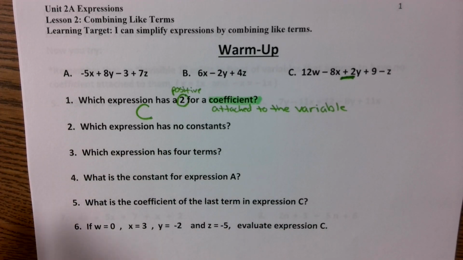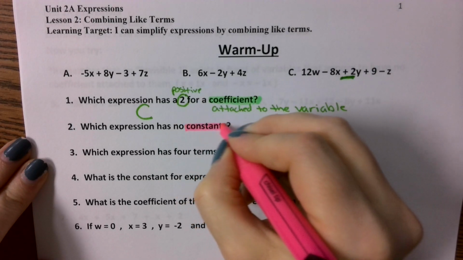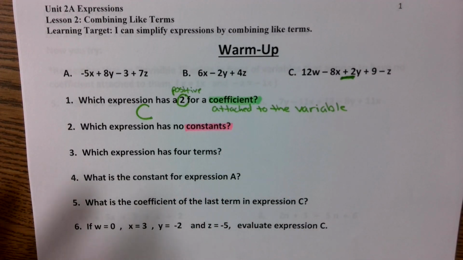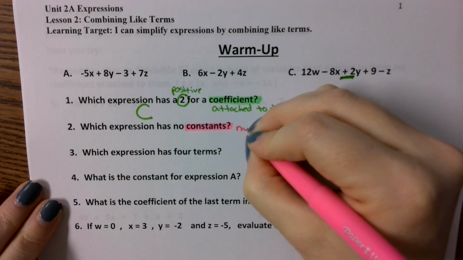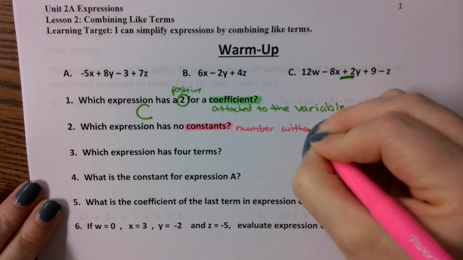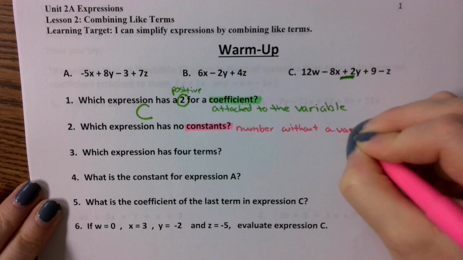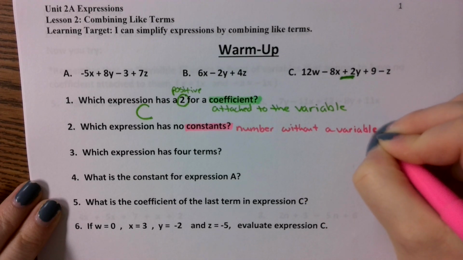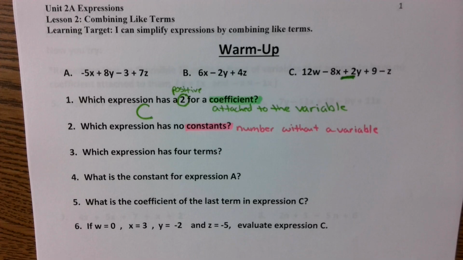So now remember, a constant is a number by itself, right? It's a number without a variable. So we're looking for the expression that has no constants whatsoever. Which one has no constants? Jaden?